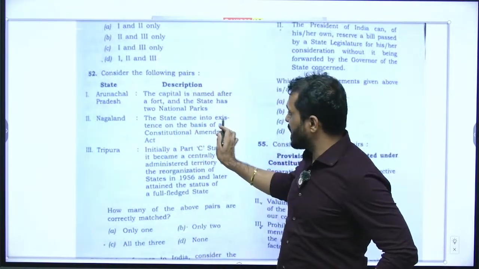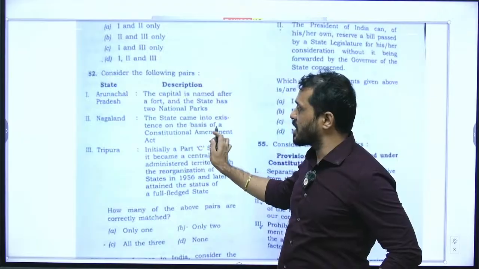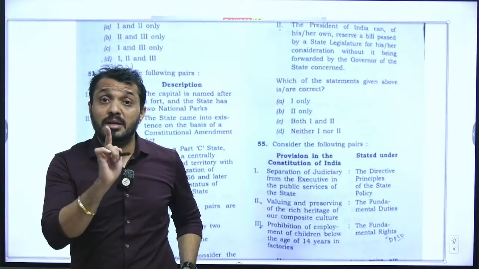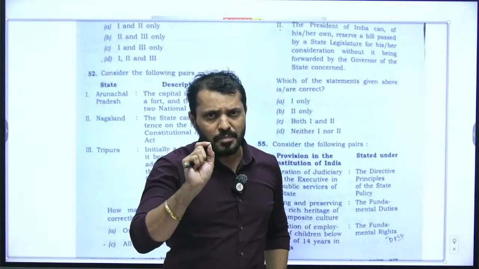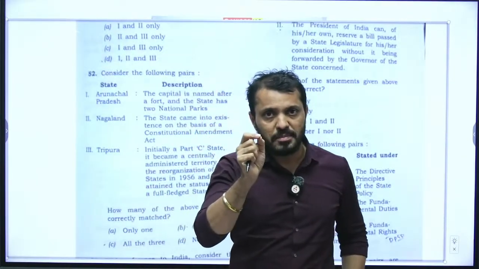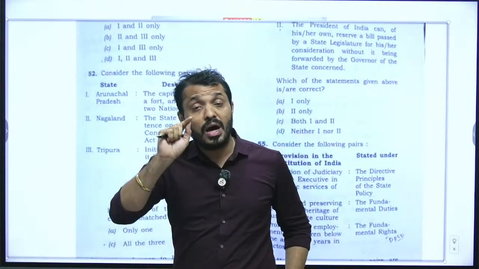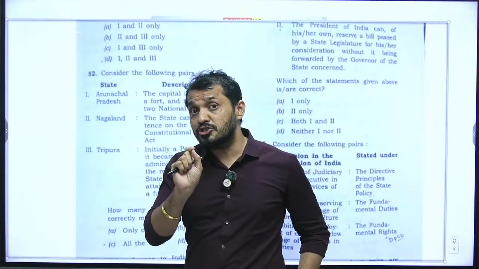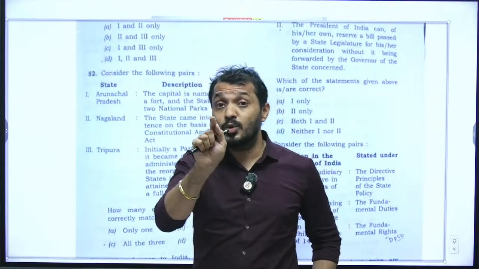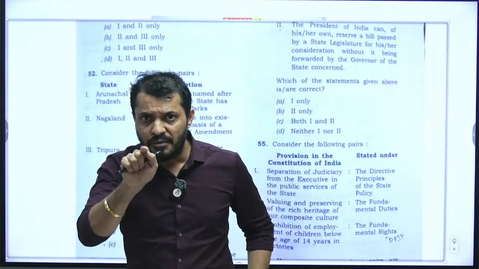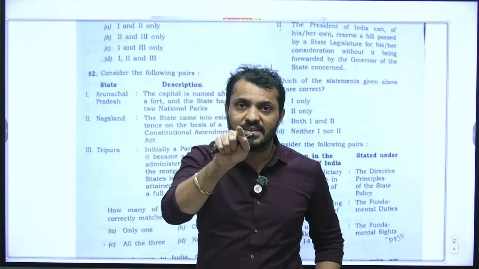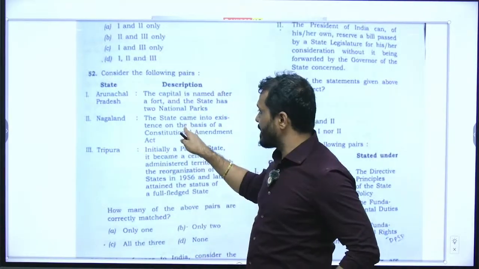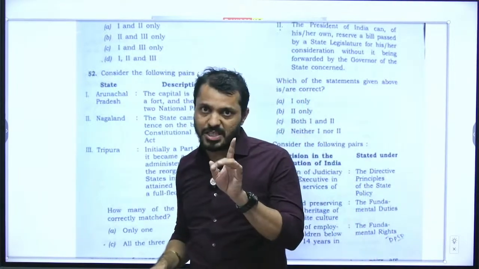Nagaland, the state came into existence on the basis of a Constitution Amendment Act. Yes, when Nagaland was formed, a Constitution Amendment was made. Normally, when you are forming a state, a Constitution Amendment is not required. But when Nagaland was formed, we made a Constitution Amendment. Why? Because Nagaland was included under Article 371. When a particular state is included under Article 371, obviously a Constitution Amendment is required. That is the reason when Nagaland was established, a Constitution Amendment was made.